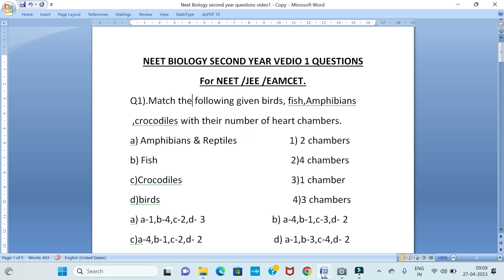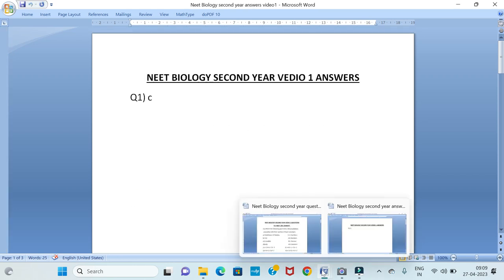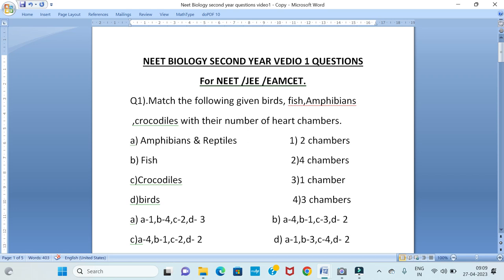So what is the correct answer? C. One is C. C is the answer. So amphibians, reptiles, A4, has three chambers. Next fish, B1, two chambers. Crocodiles, C2, four chambers, like human beings. Birds, D2, same, four chambers. Okay? Amphibians and reptiles have three chambers.